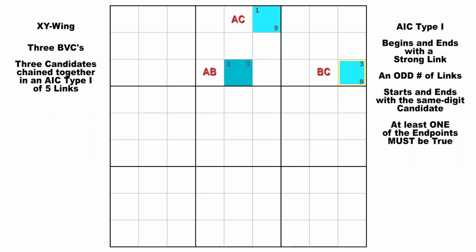So here is how these candidates link up: strong, weak, strong, weak, strong. Let's draw the chain. I'm going to use simple lines instead of arrows because there is really no direction to this. You can start on either end or you can start in the middle on the pivot cell. It makes no difference. Strong links will be blue and weak links will be green.